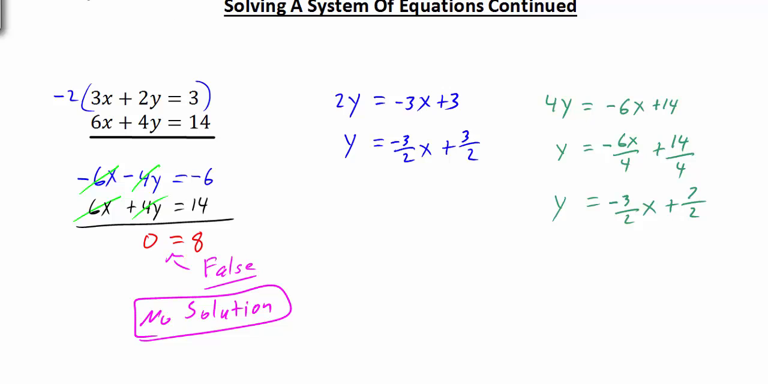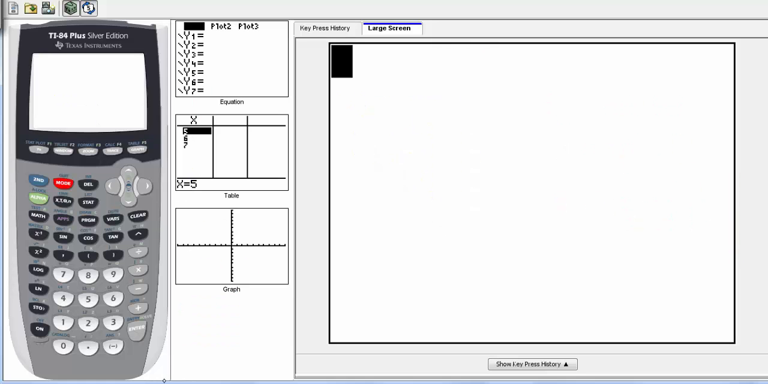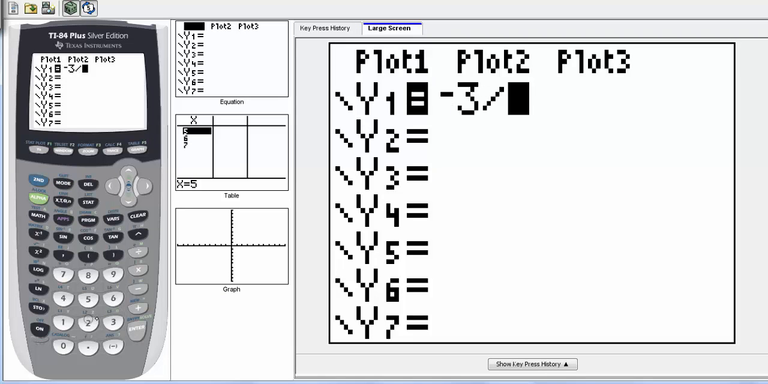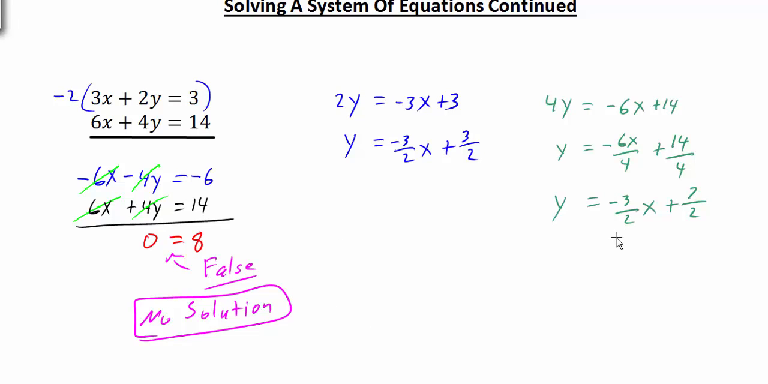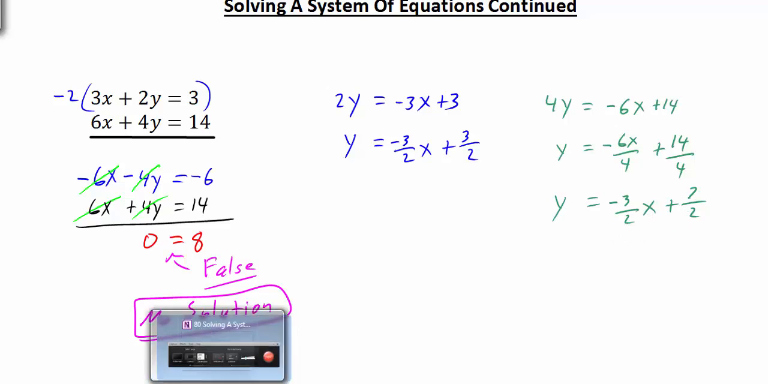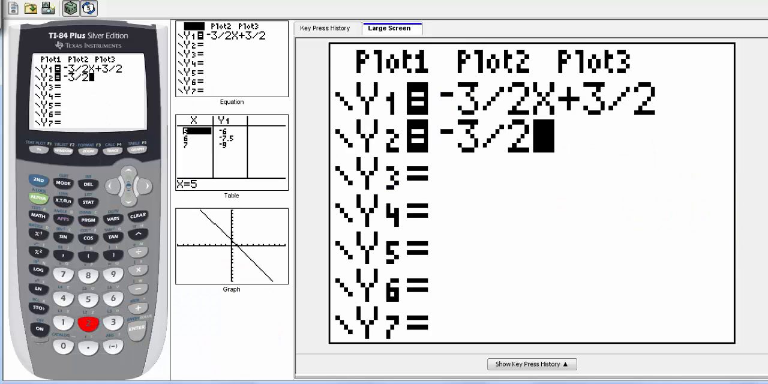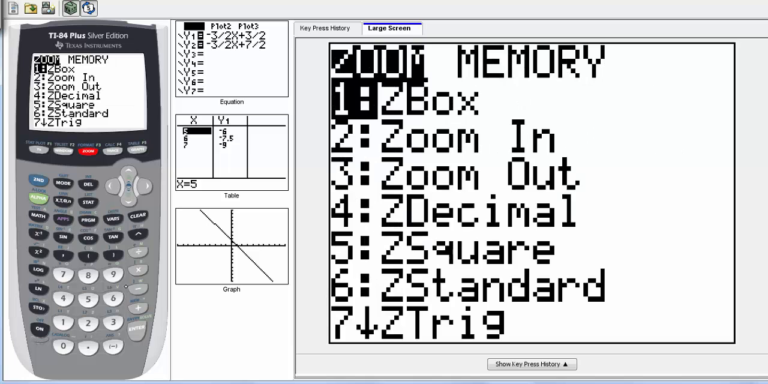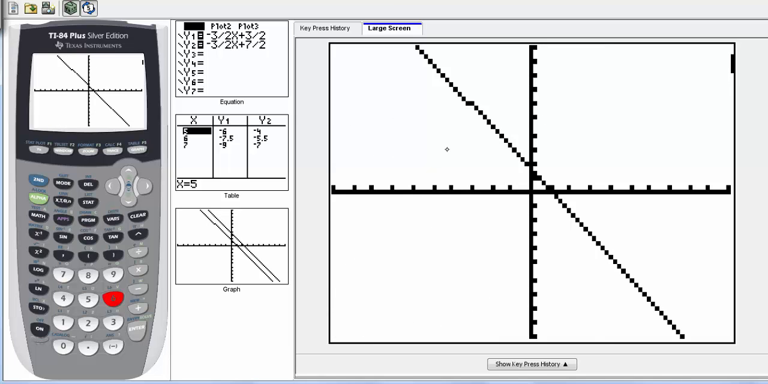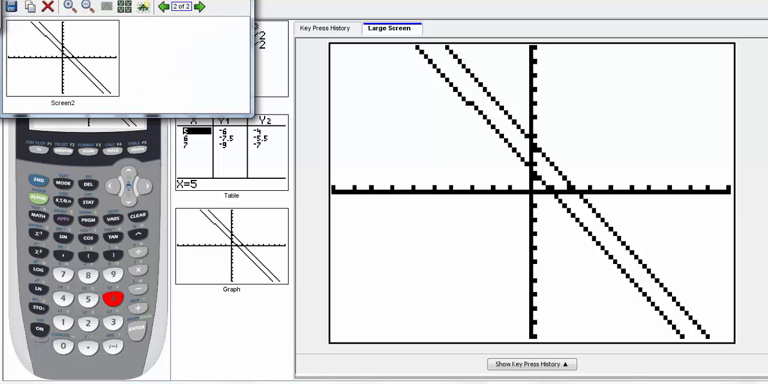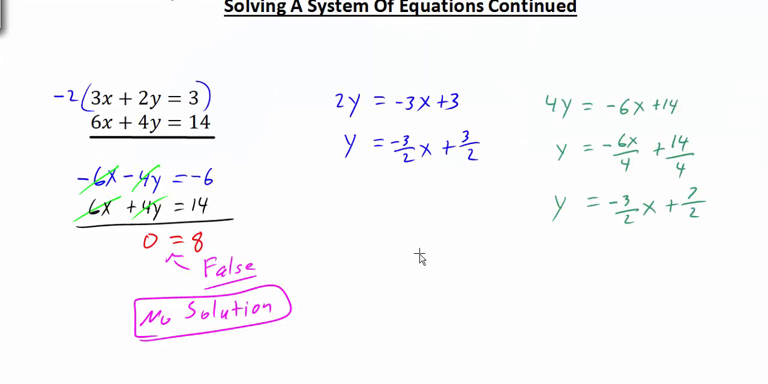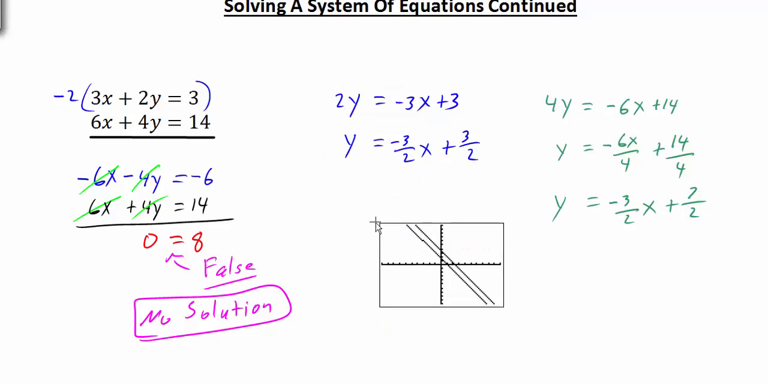So now if we were to graph each one of these equations, for example, the first one we have is a negative 3/2 x plus 3/2. So we go to y equals and we type in a negative 3/2 x plus 3/2. And then if we go to the other equation, we have a negative 3/2 x plus 7/2. And if you'll notice here, there's kind of a clue that we're going to have lines that don't intersect. And notice here, they are going to be parallel. So therefore, they do not share a common point. So therefore, there is no solution.